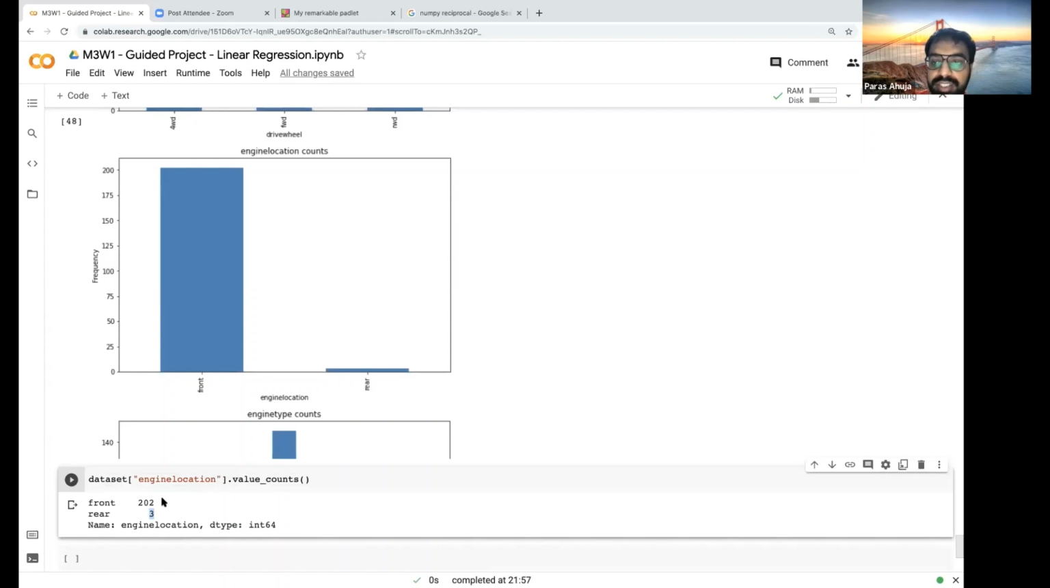engine location value as what, guys? Rear. Rear, right? Or in a way, should we remove the column only because all the values would be the same, front only? Yes, that makes sense. Absolutely. That is the next step that was coming. Removing a column that has the same value throughout means that column does not exist for us.